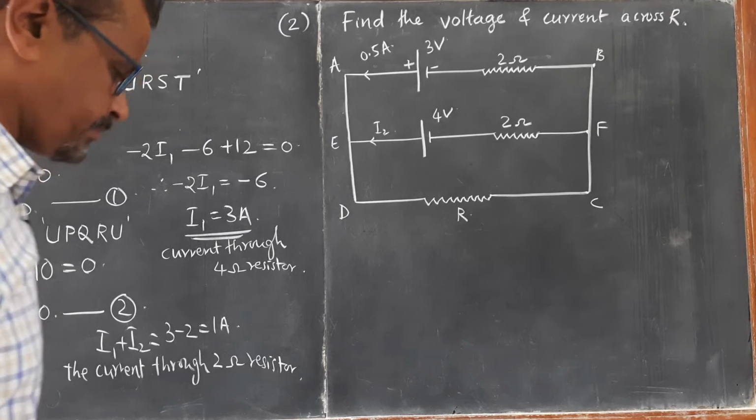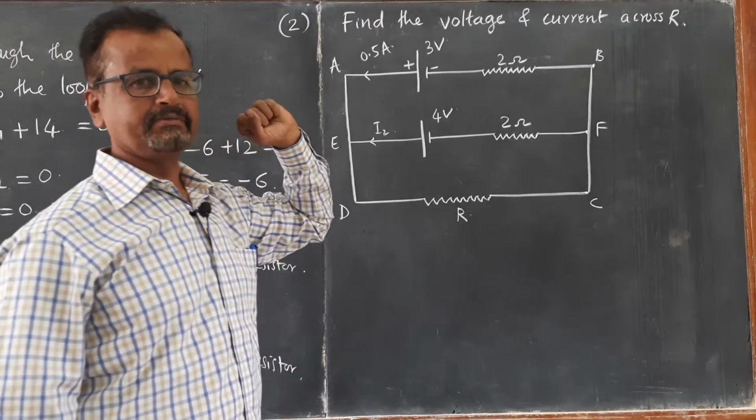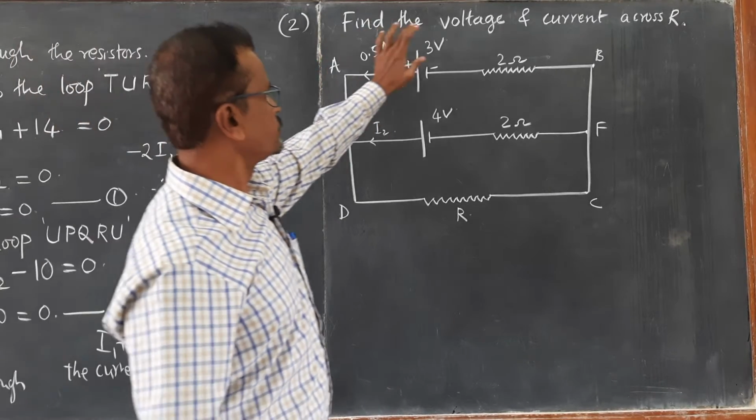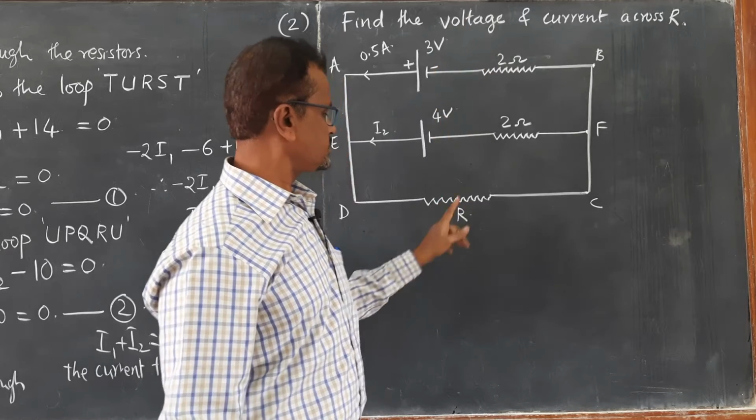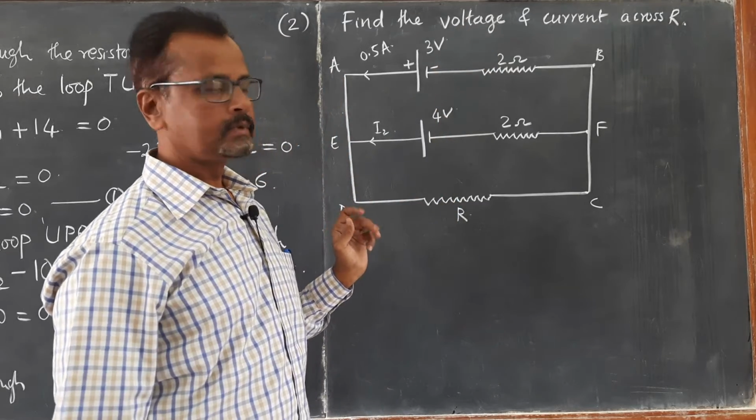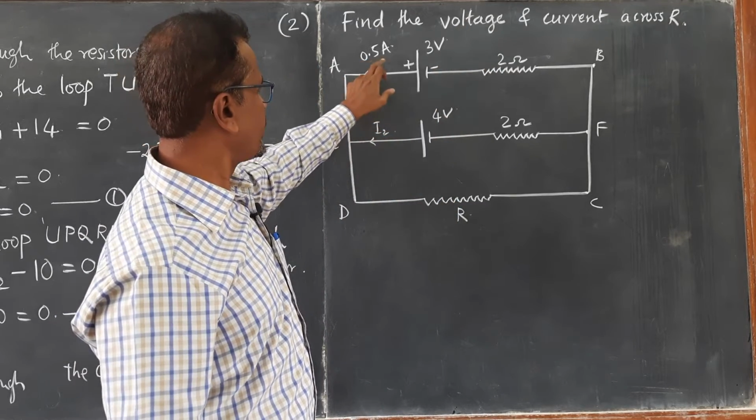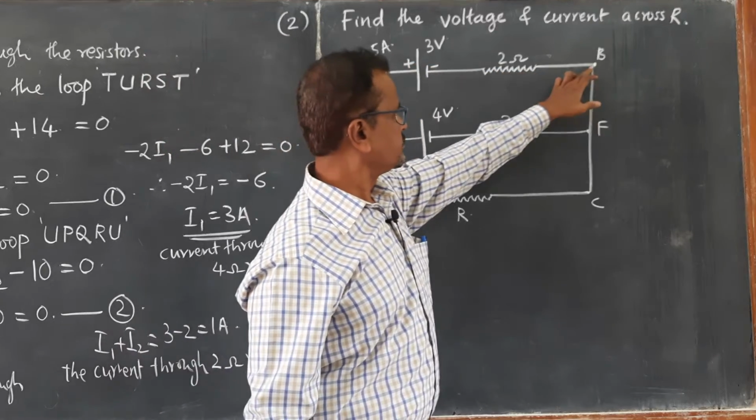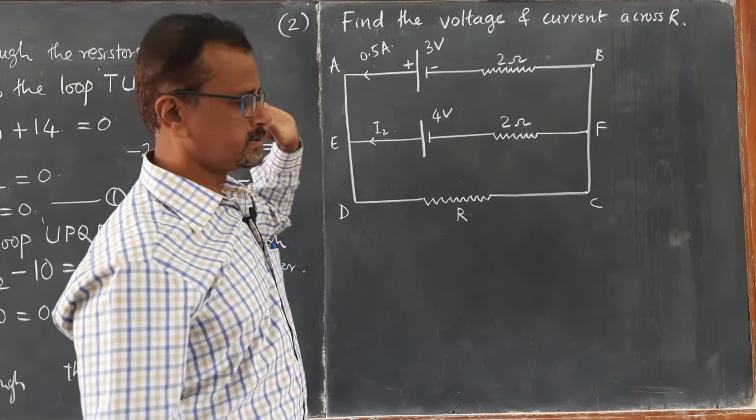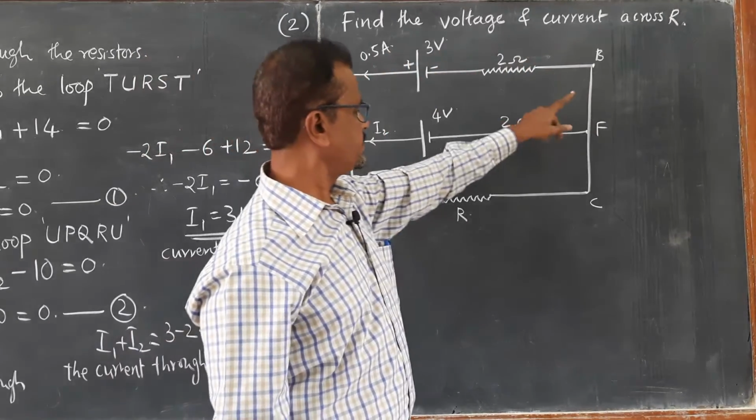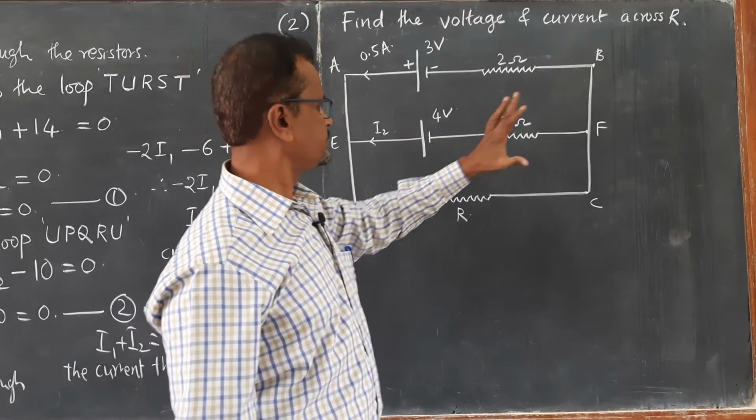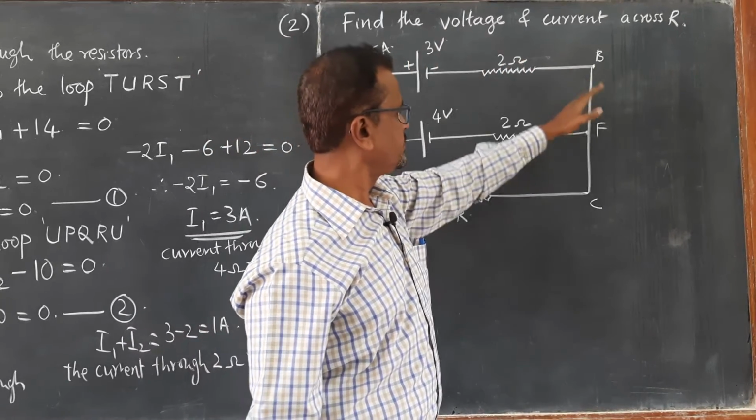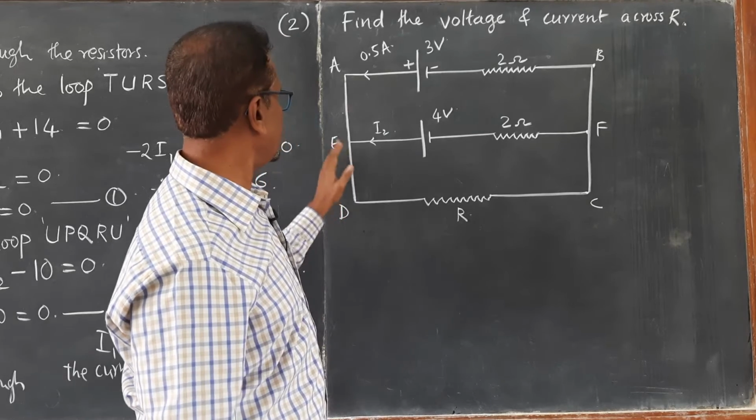Look at this second problem. This is a slightly different problem. You are asked to find out the voltage and the current across the resistance R. The current value is given here, 0.5 ampere, which is moving from A to B. This is A, B, C, D, E, F, or you can say A, B, F, C, D, E, A.